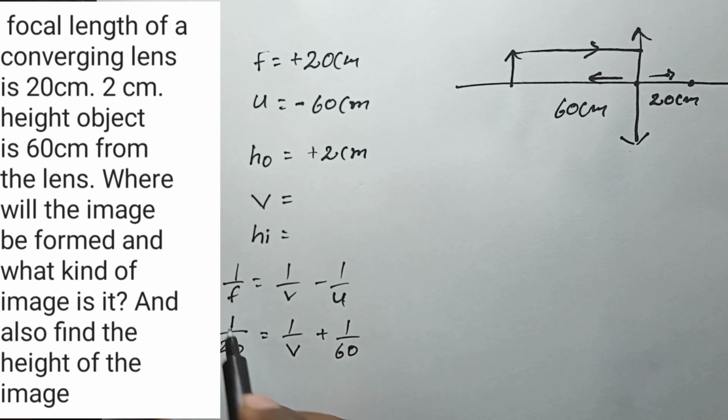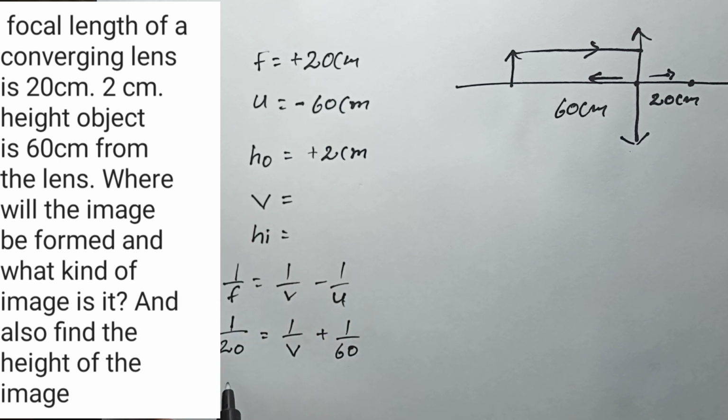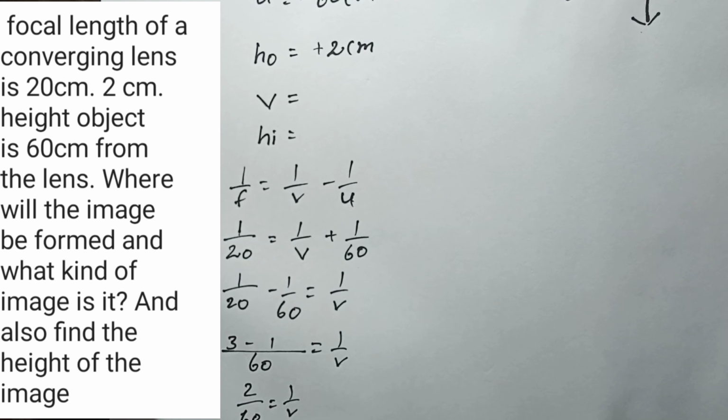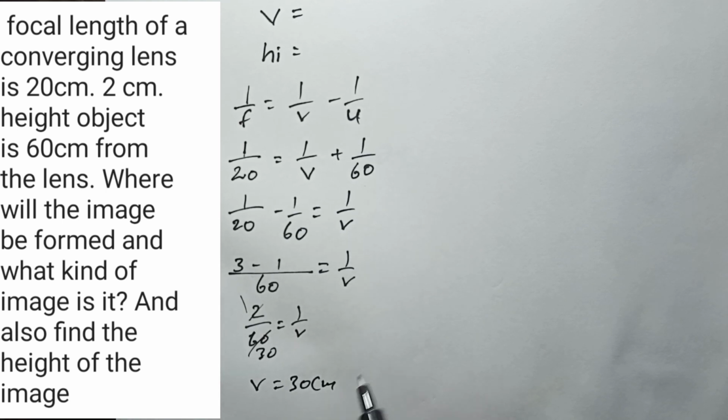And now we have to find 1 by v, meaning we have to find v. So we keep 1 by v here, and that 1 by 60 comes to this side. So 1 by 20 minus 1 by 60 is equal to 1 by v. Taking the LCM, 60 is the LCM here, so 3 minus 1 equals 2, 2 by 60 is equal to 1 by v. And finally, 2 ones are 2, 2 thirties, so you get the v value as 30 centimeters.